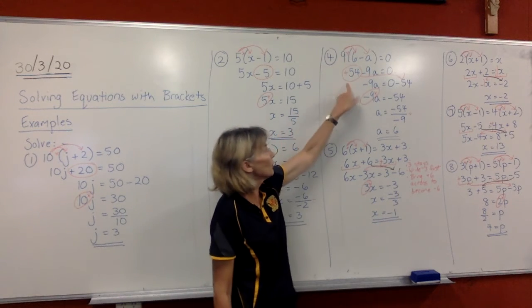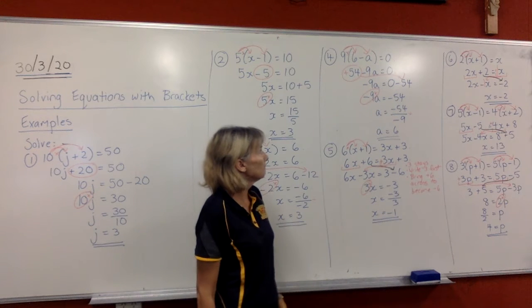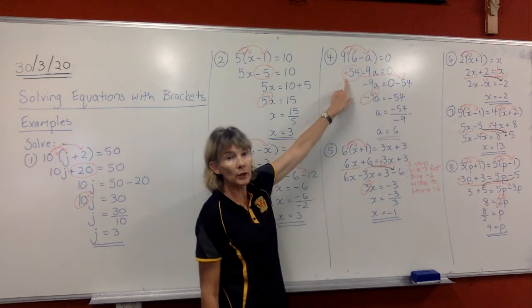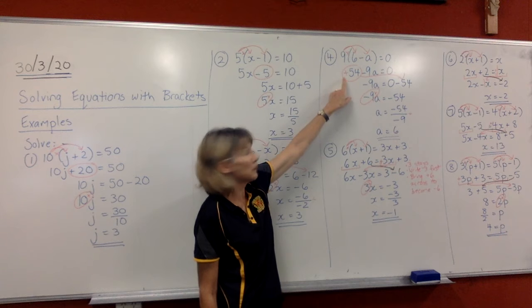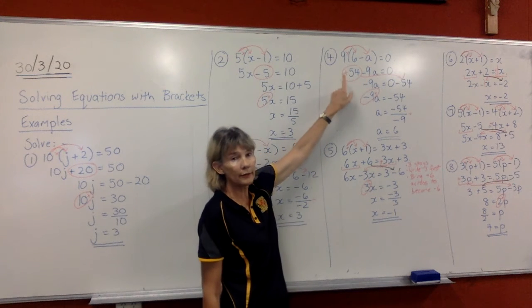9 times 6 is 54. 9 times minus 8 is minus 9/8. Then we're going to get rid of our plus 54. Remember, there's a plus in front of it. Don't look at the sign behind it. It's the sign in front.